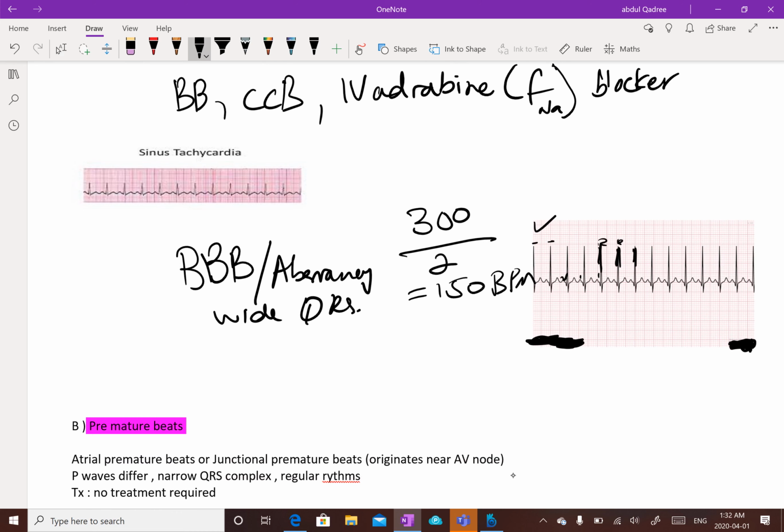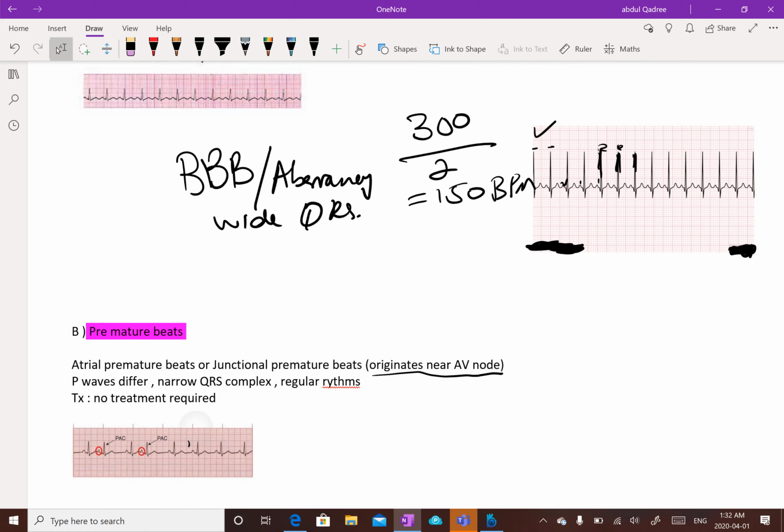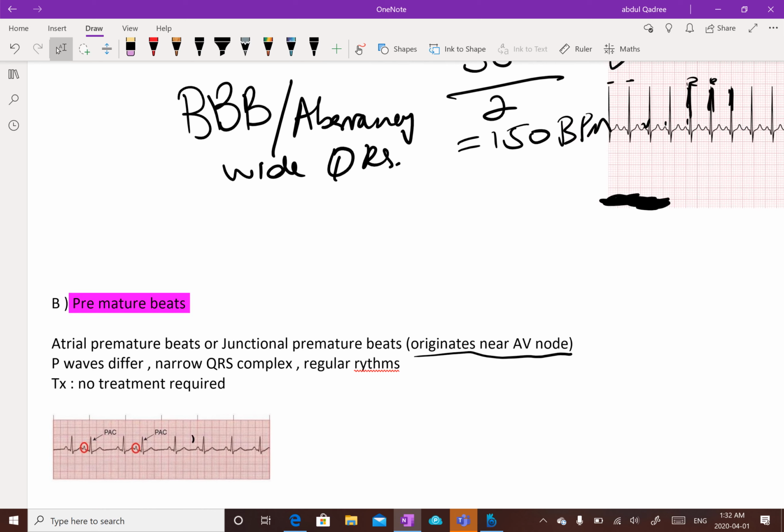It says atrial premature beats or junctional premature beats originate near the AV node. So it is basically near or around the AV node that they originate. No treatment. The only thing is that you will notice the difference in the ECG. Look at this, ladies and gentlemen. I can show you guys a little here. Look at this. You see these P waves are much different from this P wave in here.